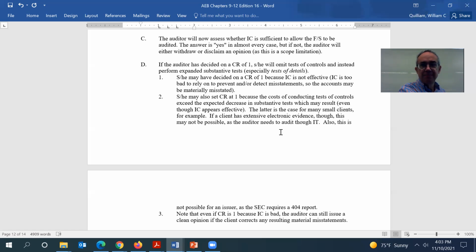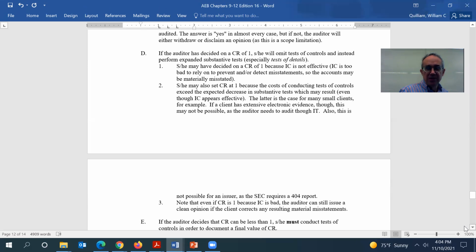Now just reading on. If the client has extensive electronic evidence, though, this may not be possible, as the auditor needs to audit through IT. Generally, though, for a small client like this, they will not have an extensive IT operation. So usually that's not necessary. Also, we bear in mind this is not possible for an issuer, as the SEC requires a 404 report. How many issuers do you think are this small? They're not, no. So that point's kind of moot. I just have to bring those up because they're in the auditing standards.